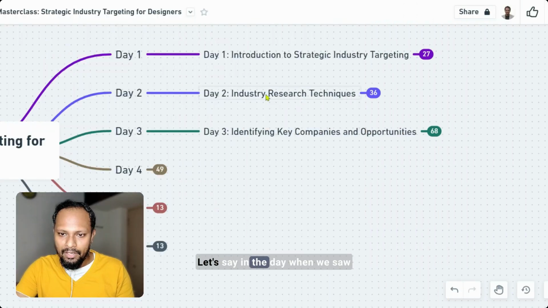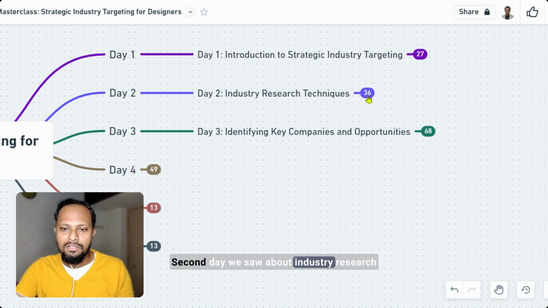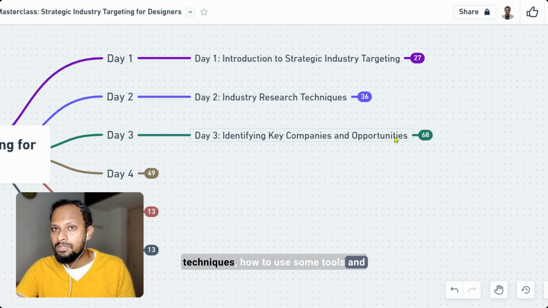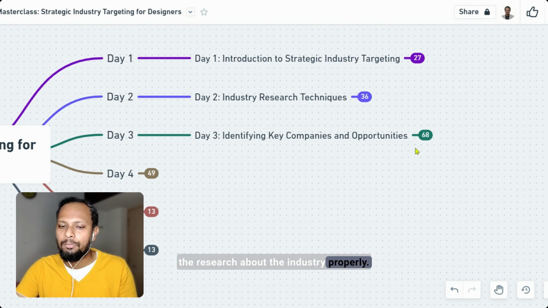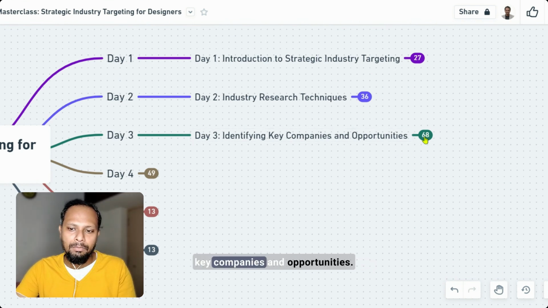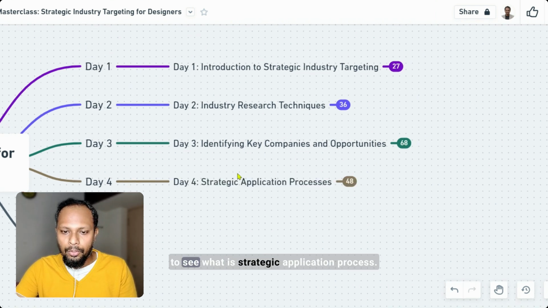Okay, on day one, we saw strategic industry targeting and how to do that. On the second day, we saw industry research techniques, how to use tools, methods, processes and websites to understand the research about the industry properly. Third was identifying the key companies and opportunities. This is the most important thing. And on day four, we're going to see what the strategic application process is.